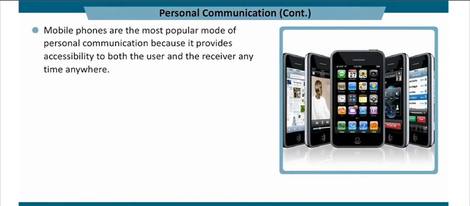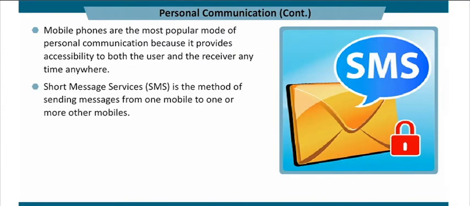Mobile phones are the most popular mode of personal communication because they provide accessibility to both the user and the receiver anytime, anywhere. Cellular phones enable seamless telephone calls even when the user is moving about a wide area. Short message service (SMS) is the method of sending messages from one mobile to one or more other mobiles.